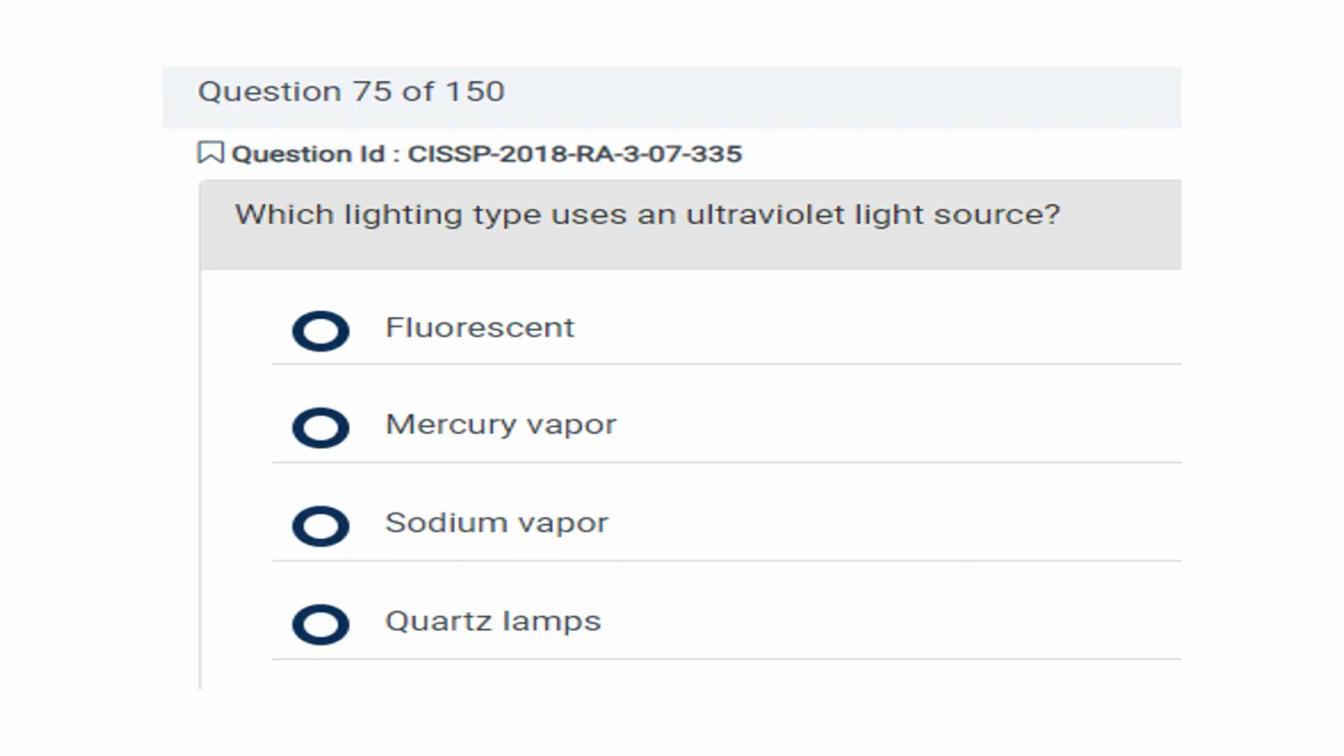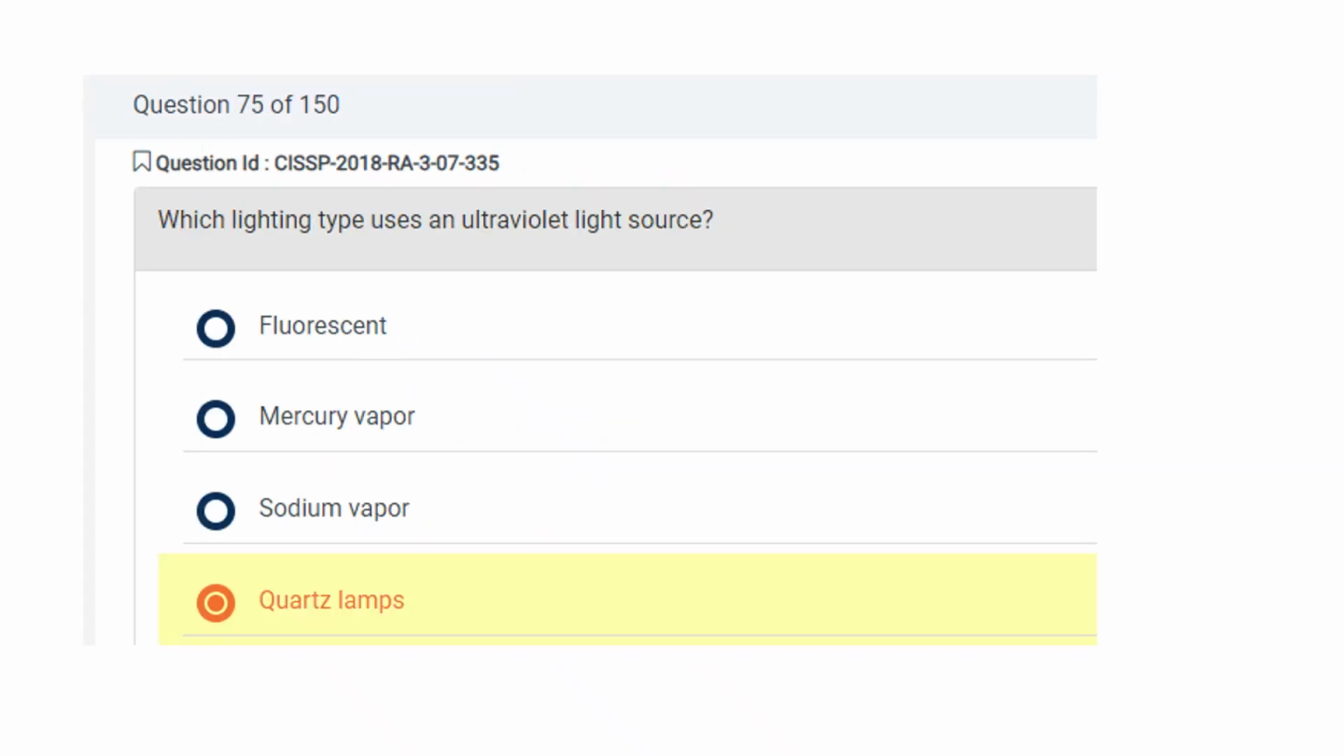Question 75. Which lighting type uses an ultraviolet light source? A. Fluorescent. B. Mercury vapor. C. Sodium vapor. Or D. Quartz lamps. The correct answer here is quartz lamps.